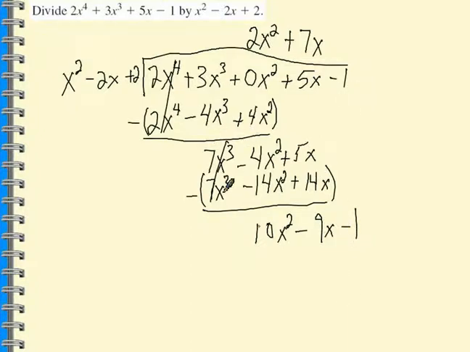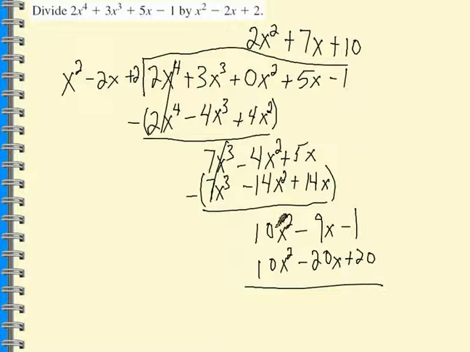So we ask ourselves, what do we have to multiply x squared by to get 10x squared? Well, that is a 10. So multiply that through, get a minus 20x plus 20. Subtract, make sure we remember to subtract. Those cancel out. We get 11x minus 21. And that is our remainder.